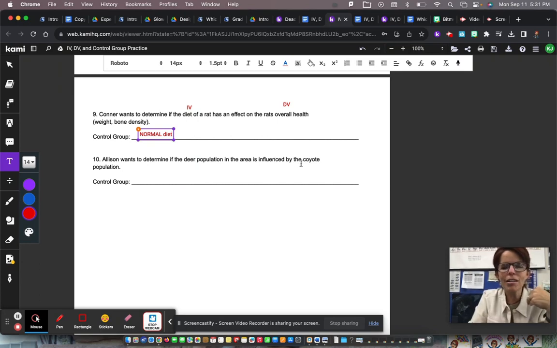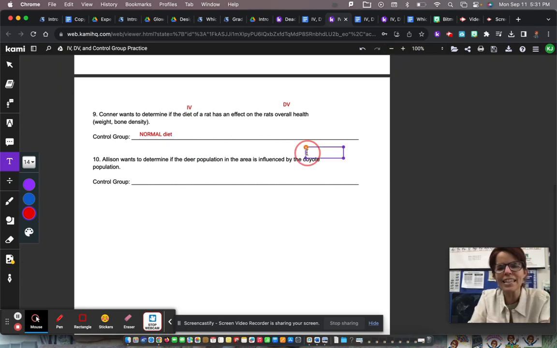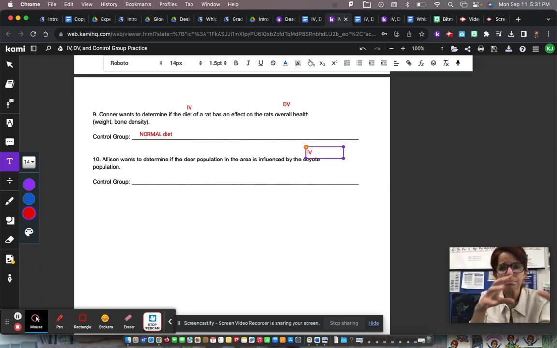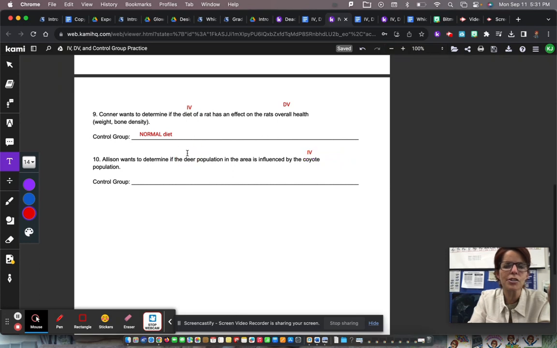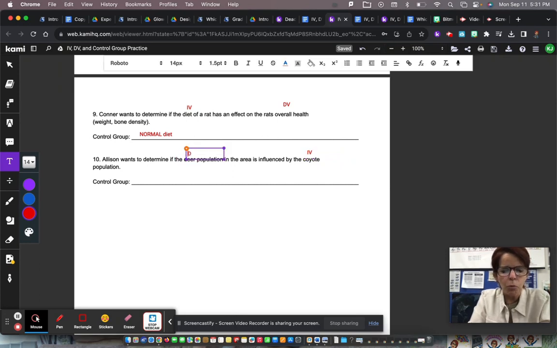So the coyote population is actually the independent variable this time. The coyote population is changing, and what she's going to do is measure the deer population. That's the result. What impact does the coyote, oops, that's supposed to say DV. What impact does the change in the coyote population have on the deer population? They can be written backwards, KJ. They can. They're not always independent variable followed by dependent variable.